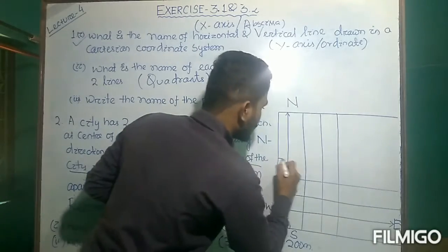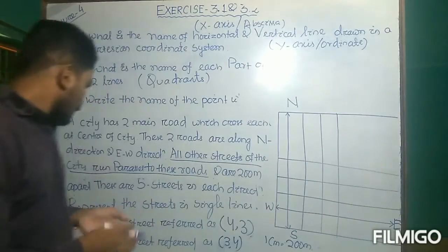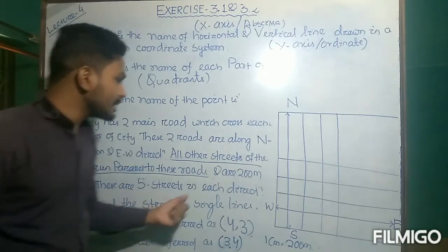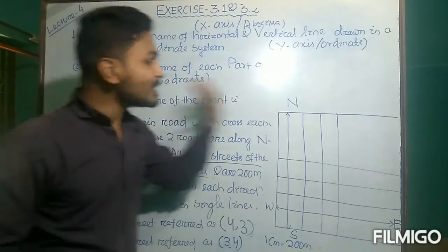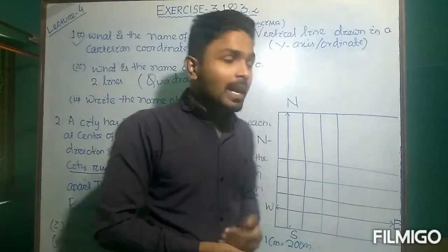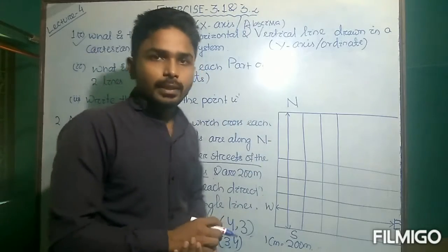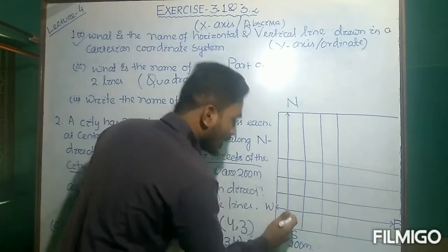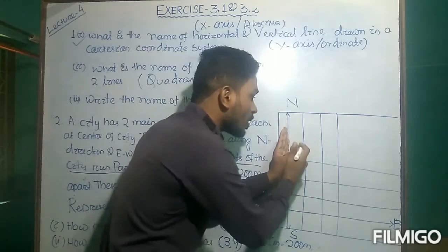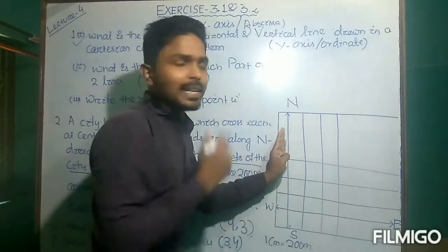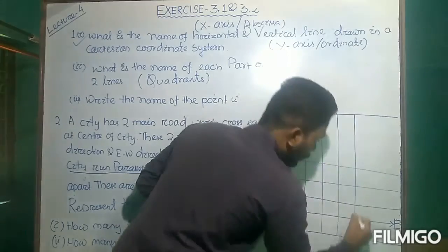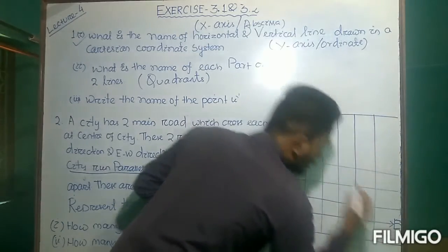Understood? So this route. Now it is given that there are 5 streets in each direction. That means how many streets are parallel to each other? There are 5 streets. Understood? Suppose this is your north-south direction and this is the main road. Then parallel to these roads there are another 5 streets. Okay, 1, 2, 3, 4 and 5.